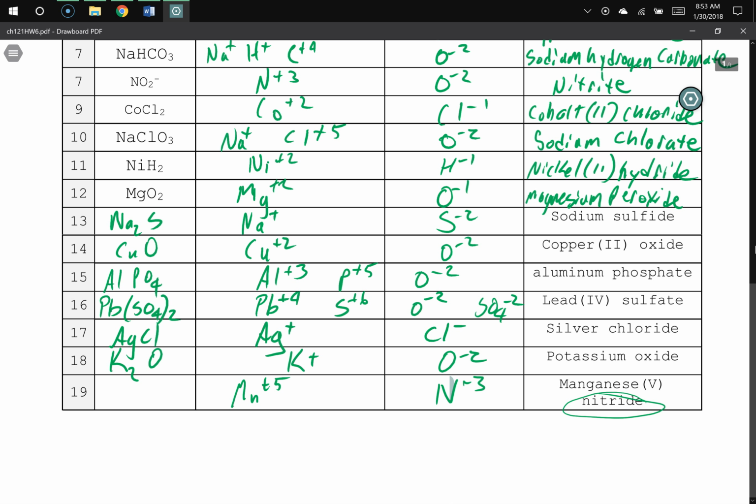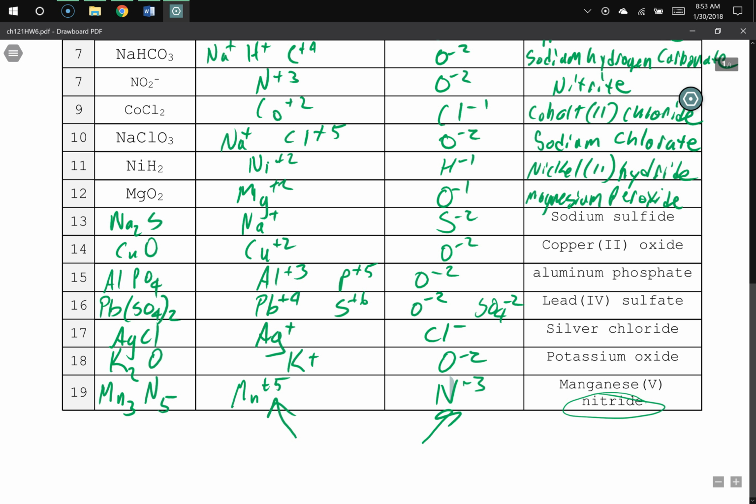So how do I get these guys to come together? It's a little kind of big. There's 3 manganese and 5 nitrogens. Why so many? The least common multiple between 3 and 5 is 15. So I need 3 of these guys to get me up to plus 15, and I need 5 of those guys to get me up to minus 15.